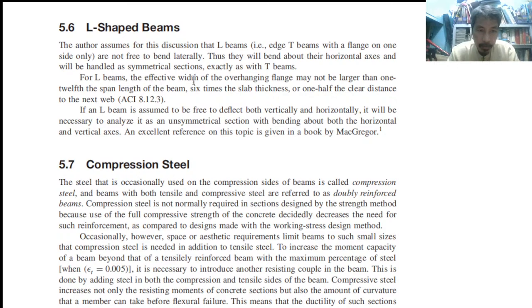For L-beams, the effective width of the overhanging flange may not be larger than 1/12 of the span length of the beam. This is a provision of the code. For a T-beam, that is 1/4, but here 1/12 for overhang. Also 6 times the slab thickness, or 1/2 the clear distance to the next web. So there are provisions for T and L shape in the code.